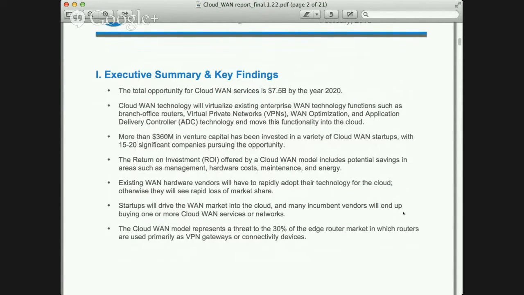And this is also going to have a big impact on, of course, the edge router market, because that's where most of these services are predominantly controlled these days. And part of the premise of cloud WAN is that you don't even need an edge router. So it's going to be interesting to see how this develops.